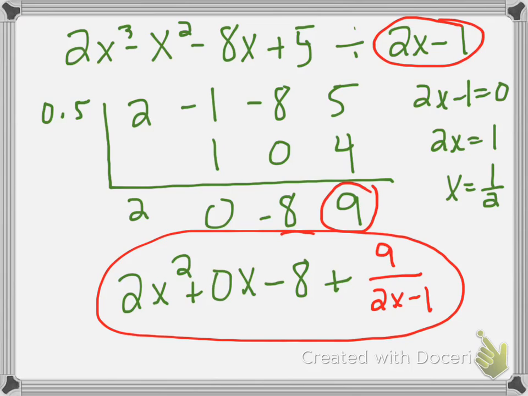The same problem with a different constant, and as you see, we get a remainder. The only thing that changes between a remainder of 0 and a remainder of anything else is we just put it over what we originally divided by. Hope this clears it up.